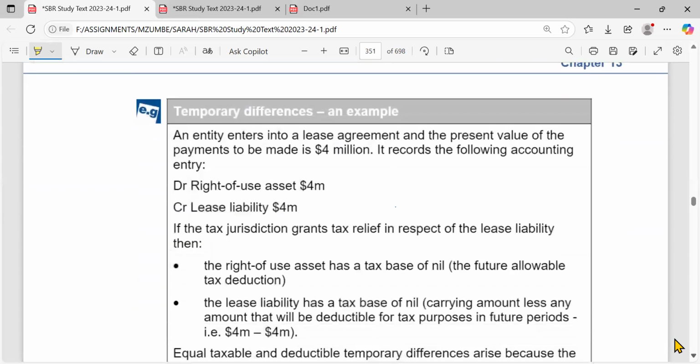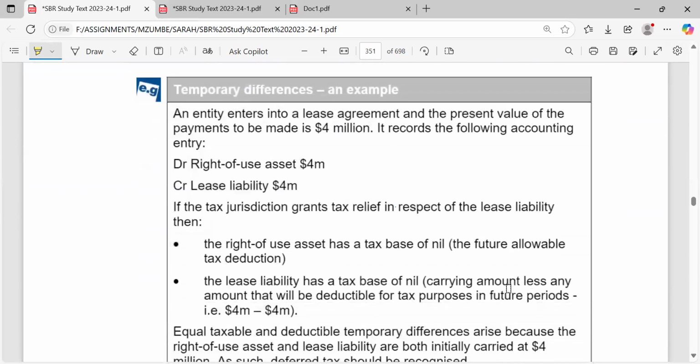Temporary difference example. Okay, let's look at the temporary difference now. Now it's the same case. You see, you have the right of use asset 4 and 4 here. The tax jurisdiction now has given tax relief on the lease liability and not on the leased asset. Look at this now. The right of use asset has a tax base of nil, right? Because now remember, the tax relief has been provided on lease liabilities. So if it is provided on lease liabilities, it means lease assets have no what? They have nothing to be provided with the tax relief, right?